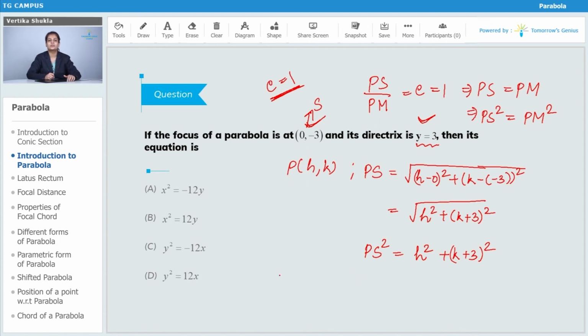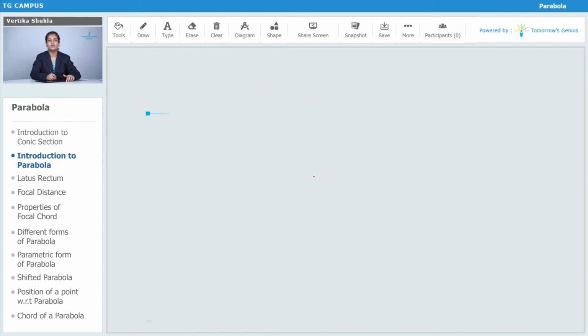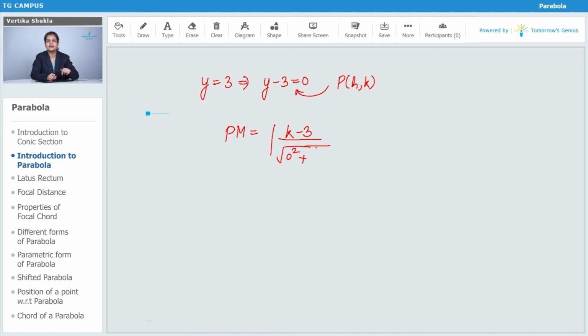Now coming to the distance PM, which is the perpendicular distance between the point (h, k) and the directrix, which is given by y = 3. The equation of the directrix can also be represented as y - 3 = 0. We will use the formula for the perpendicular distance of a point from a line. So the distance PM will be given by the modulus of (k - 3) divided by the square root of 0 square, because the coefficient of x in this line is 0, plus the coefficient of y, which is 1, so 1 square, and modulus closed.